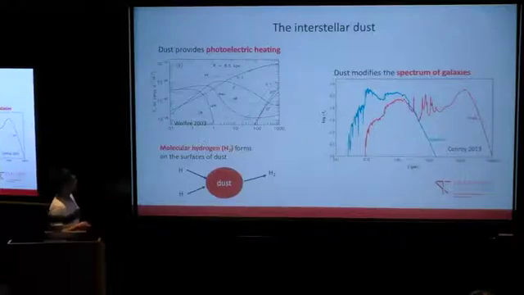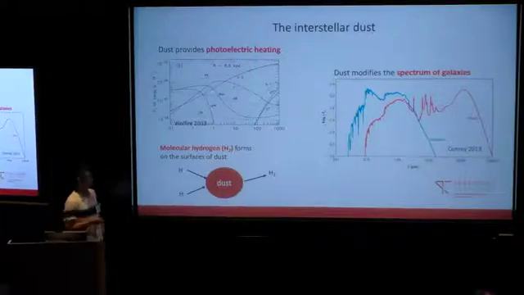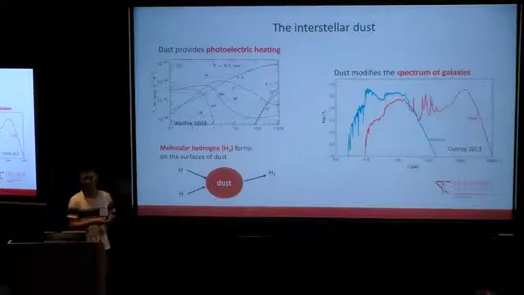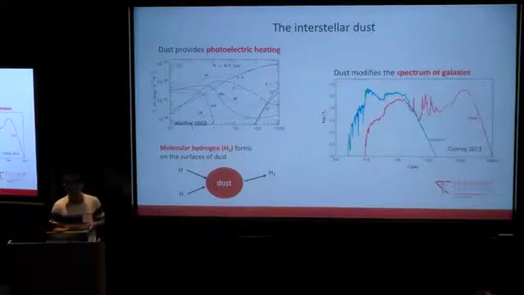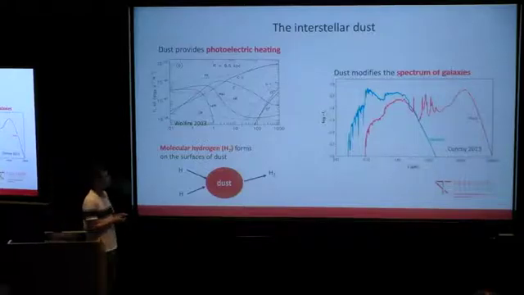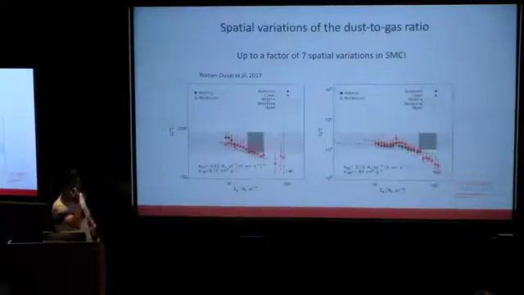Also, we know that dust provides an ideal place for the formation of molecular hydrogen, which is important not only in the ISM but also potentially in the galaxy outflow, because people have been proposing that these molecular outflows might form in situ in galaxy winds. And dust also modifies the spectrum of galaxies by reprocessing UV light into infrared.